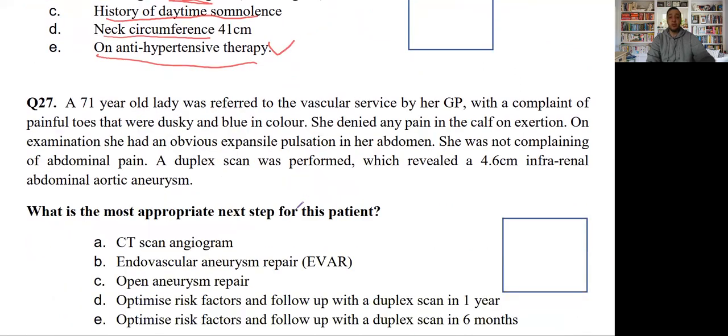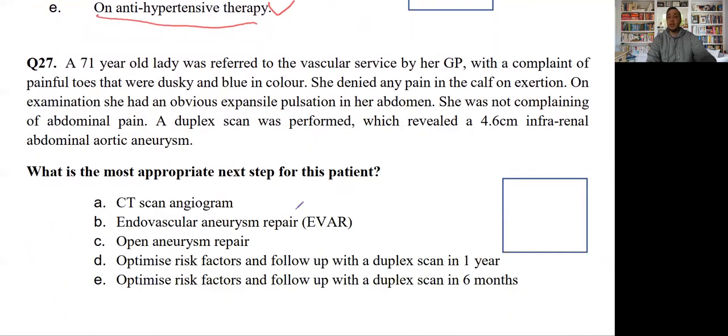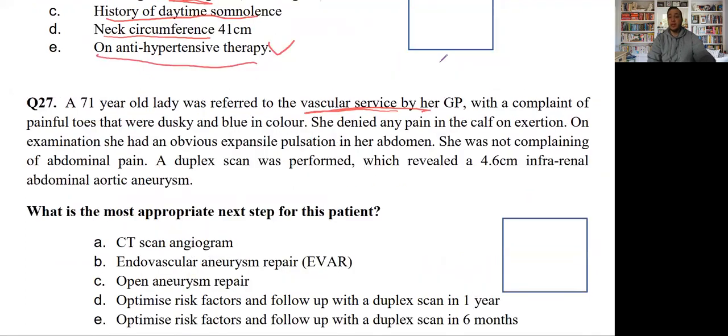So question number 27. A 71-year-old lady was referred to vascular surgery by her GP, general practitioner, with a complaint of painful toes that were dusky and blue in color. Dusky and blue in color represents signs of low perfusion to the toes, and it's painful. She denies any pain in the calf on exertion, so she had no signs of claudication.